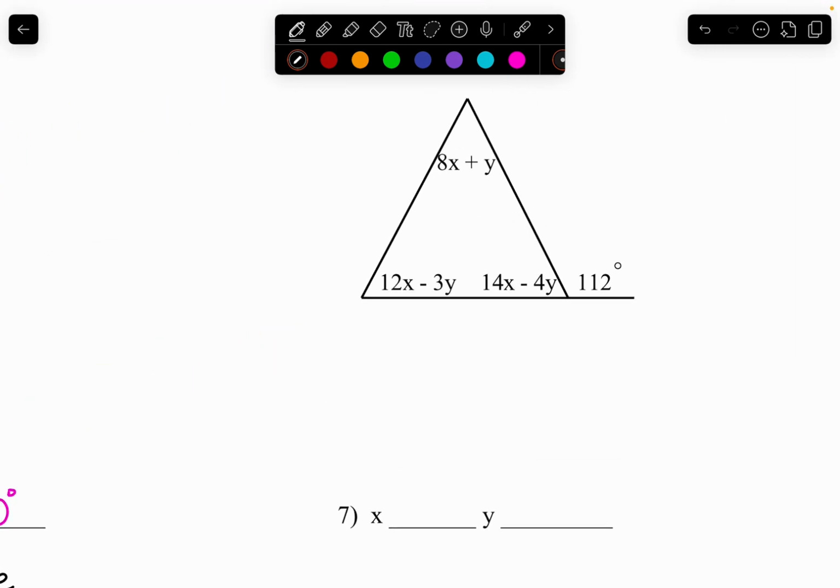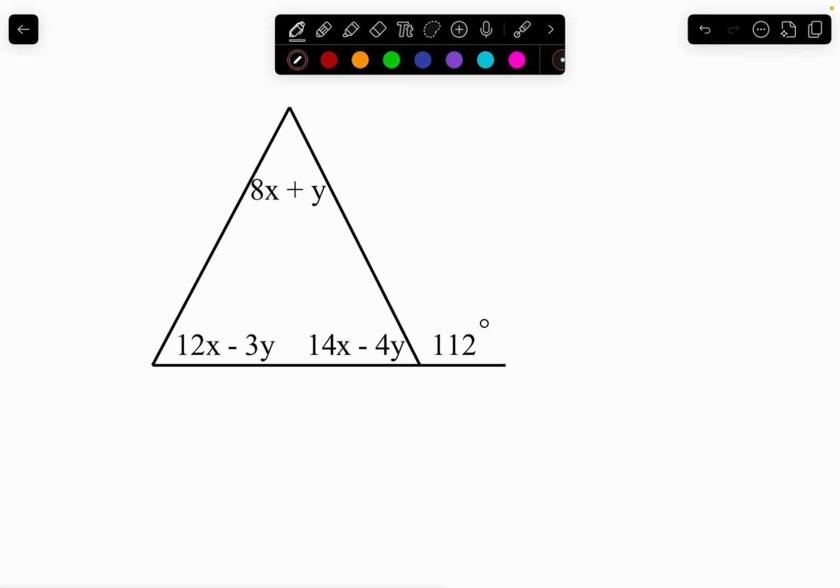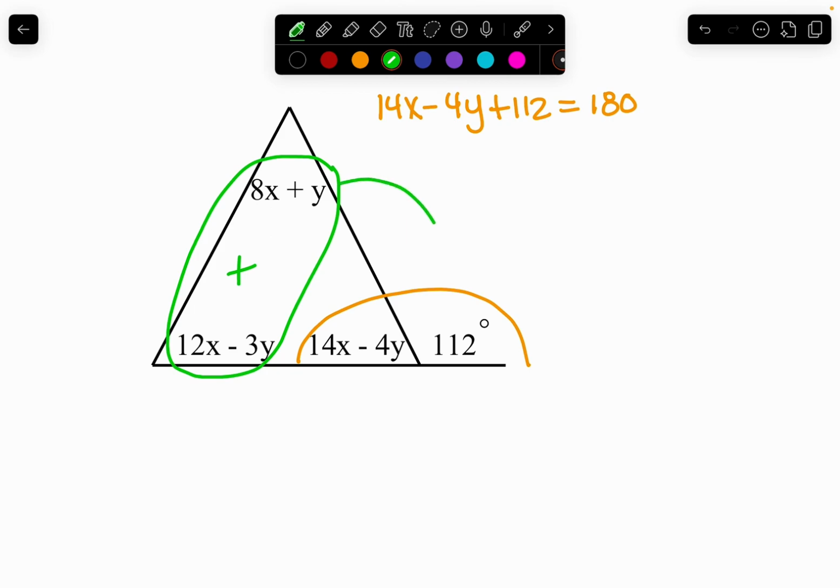All right, taking a look at number 7. Number 7 is going to require us to do a system because we've got two unknown variables, which means that I need two equations. And there's a couple of ways that I can do this. I can actually end up making 3 different equations, but I'm going to pick the 2 that I see right off the bat. I know that 14x minus 4y plus 112 will equal 180 because they're supplementary. But then I can also say that these two remote interior angles should add together to get me 112. So 8x plus y plus 12x minus 3y equals 112.